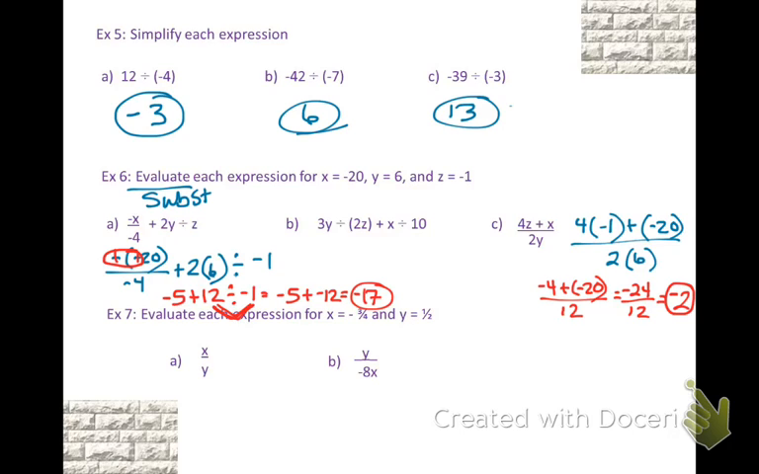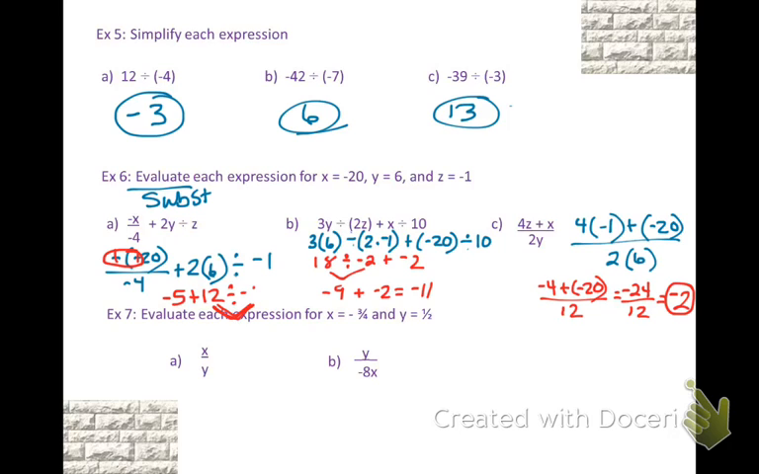Why don't you try B by yourself and check out the answer as soon as you're finished by pushing play. All right, so the answer is negative 11. Notice where I placed everything and check it out. Put it on pause if you need to check out what I did. But remember to do order of operations.